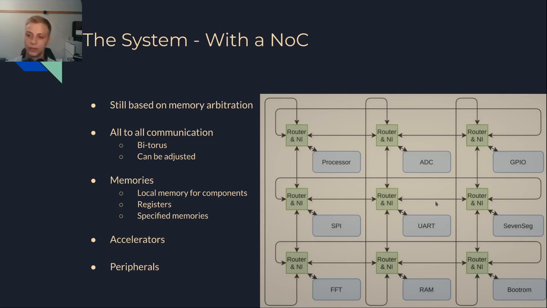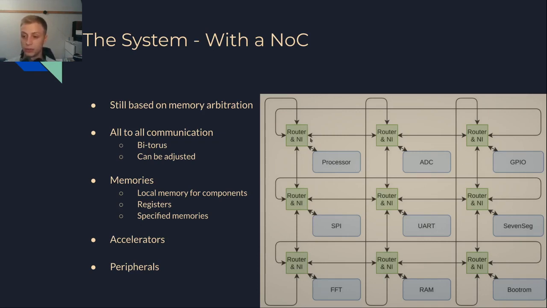So I looked into some different implementations that could have been done, and one of them was using a network on chip instead. This would still be based on memory arbitration. It would have some all-to-all communication where we can see here the processor is able to talk to all the other units.